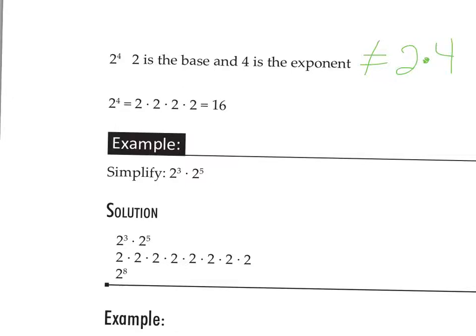Instead, what it does mean is there are 4 2's being multiplied together. And that you can see right here in this example. The exponent tells you how many of this base you're going to multiply together. And of course, 2 times 2 would be 4, times another 2 would be 8, times another 2 gives you 16. So that's the basics of the exponent.